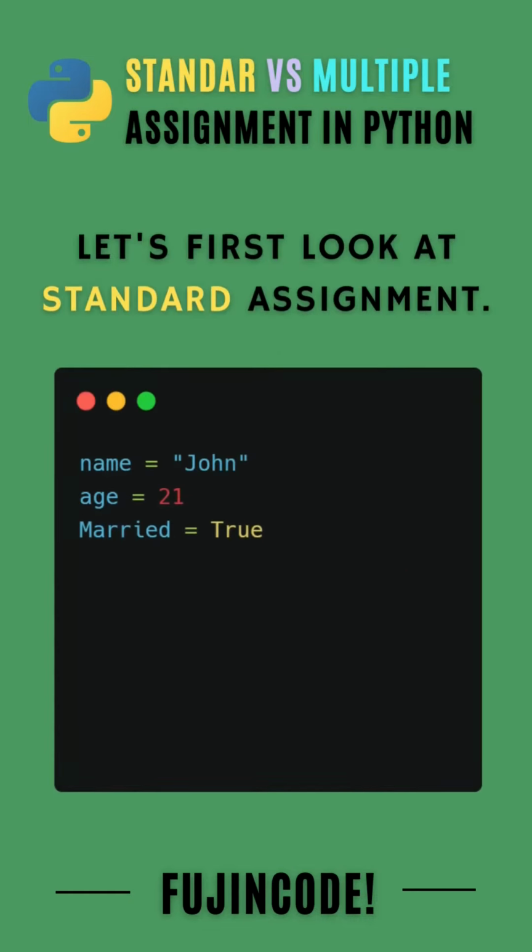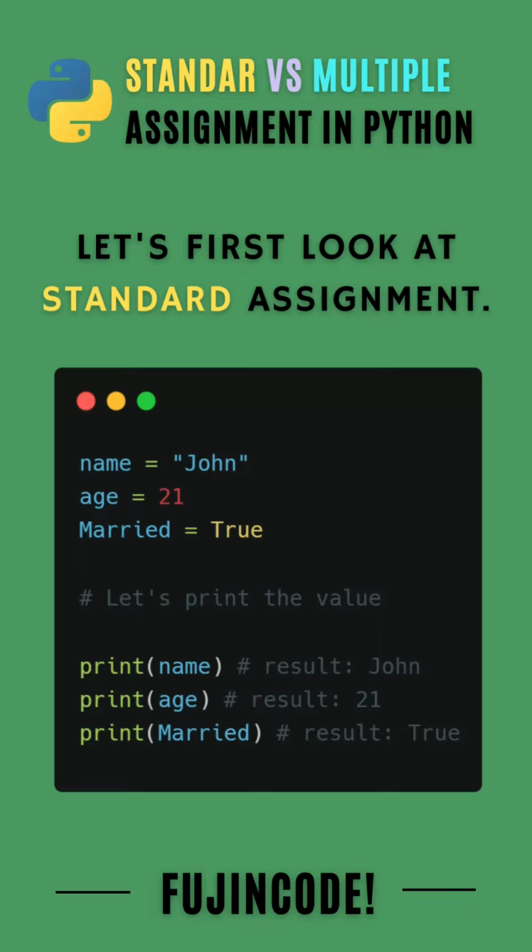Let's first look at standard assignment. We'll create a variable name and assign it a value of our name. Similarly, we'll create variables age and married, then assign them values of 21 and True respectively. We can then print the value of these variables using print statements.